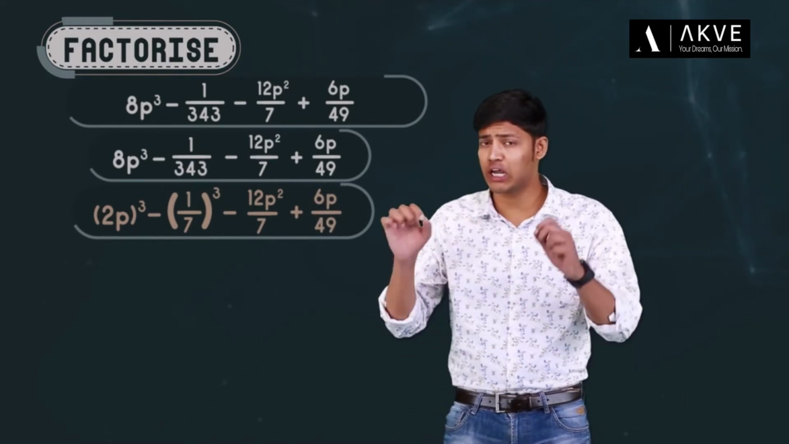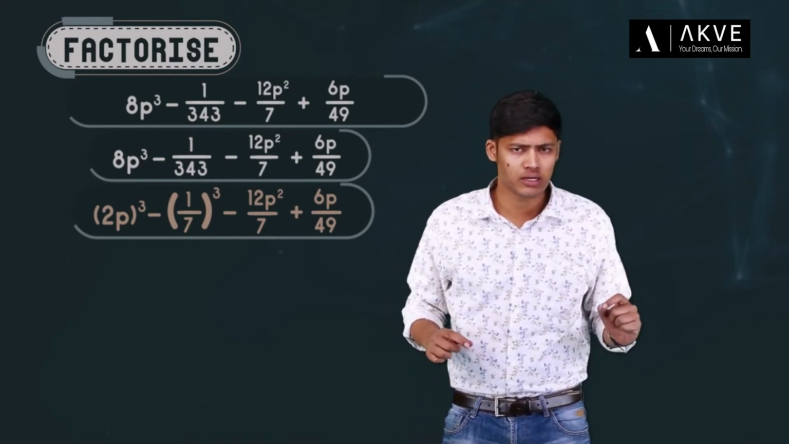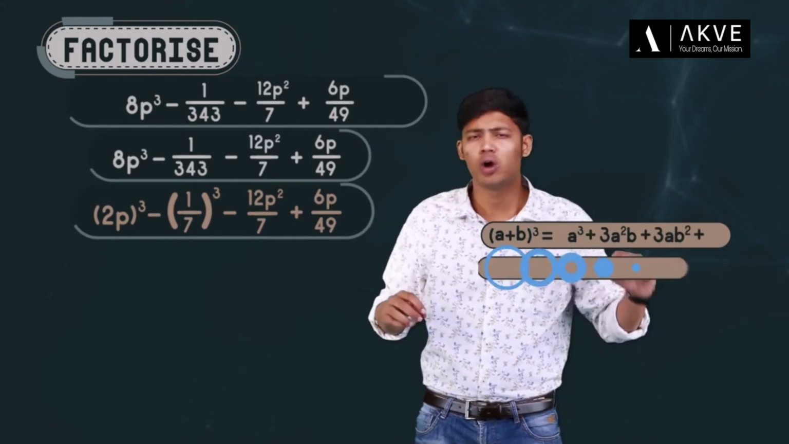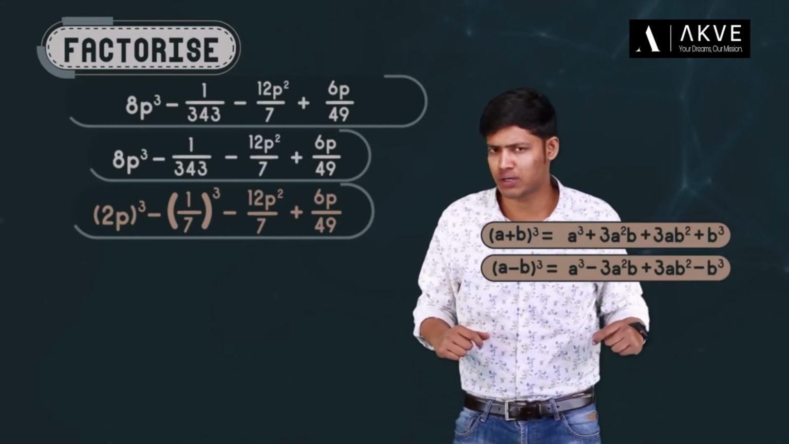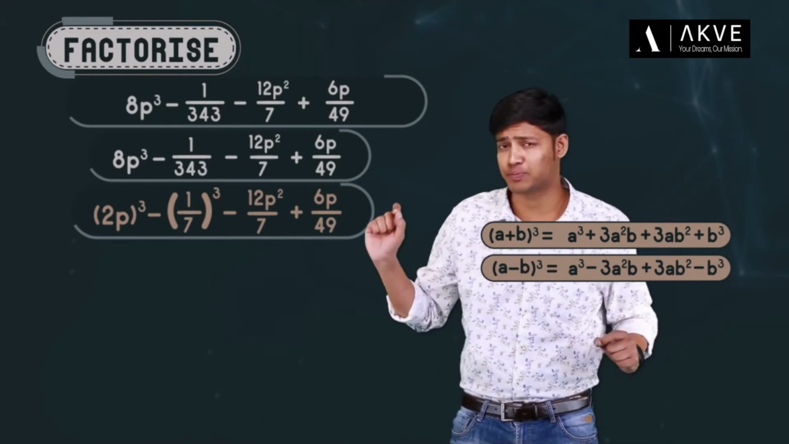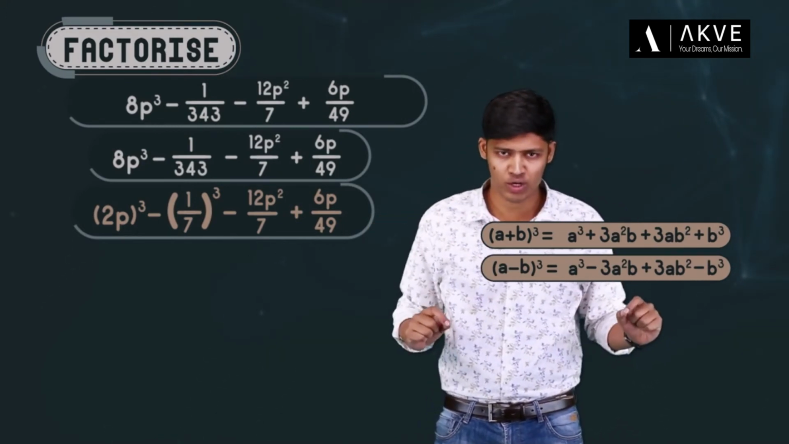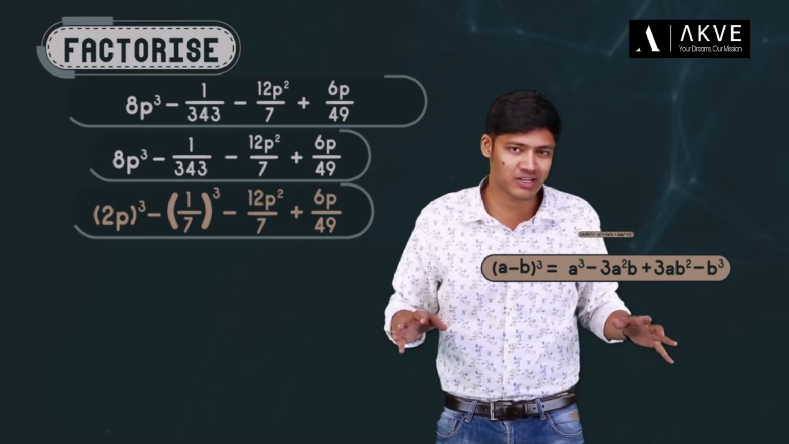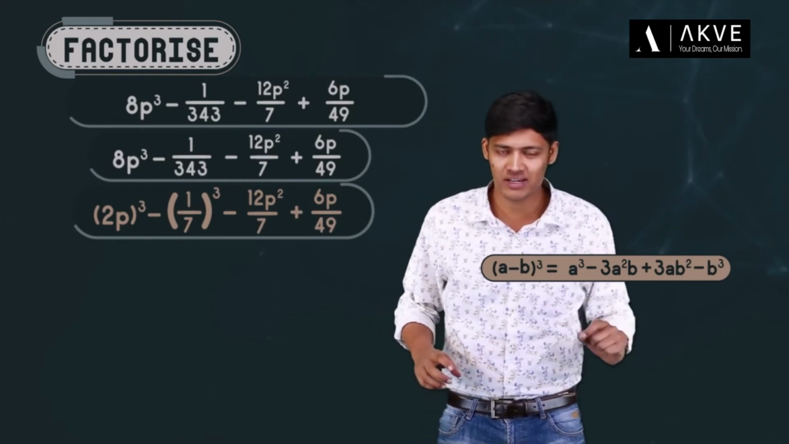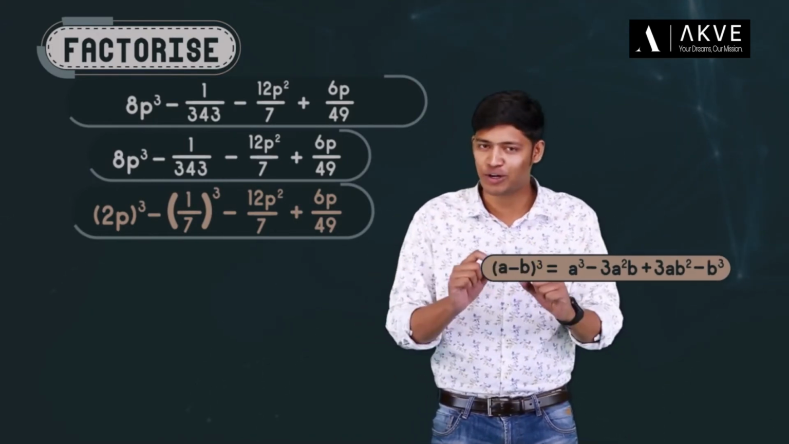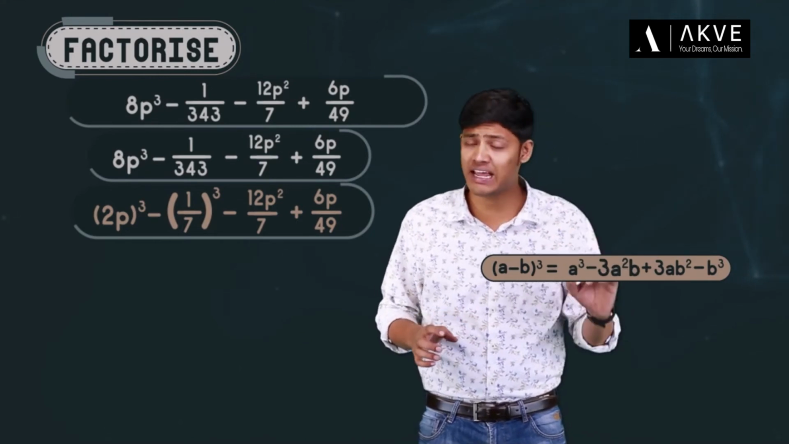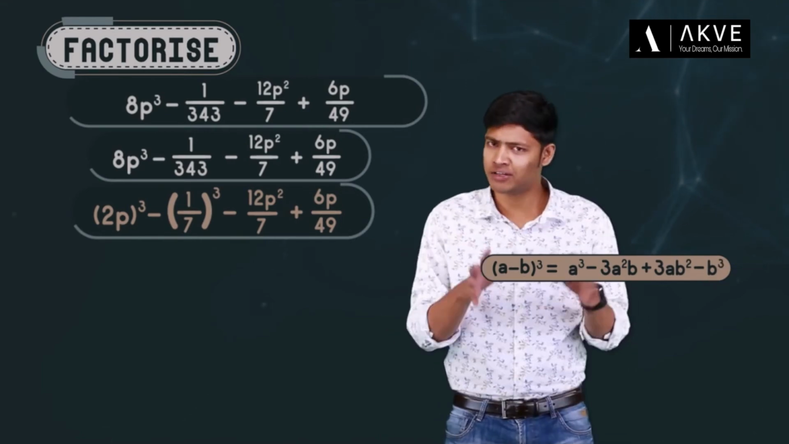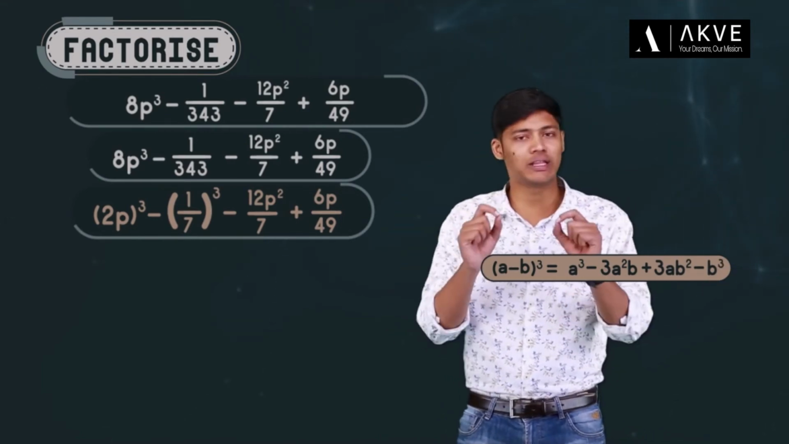Since this expression involves the cubes of two terms, the identity that can be used is either of a plus b whole cubed or a minus b whole cubed. If you observe carefully, our expression contains negative signs, which implies that the identity of a plus b whole cubed cannot be used, and the identity that can be used is a minus b whole cubed equal to a cubed minus 3a squared b plus 3ab squared minus b cubed. Now, let's compare the expression with the identity.